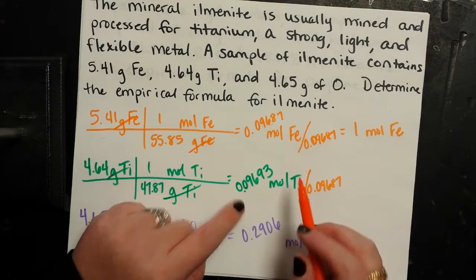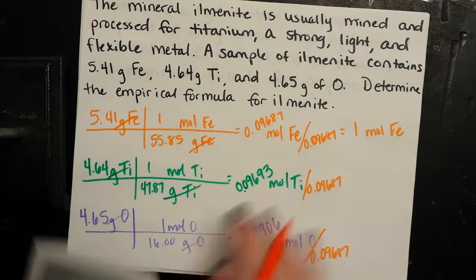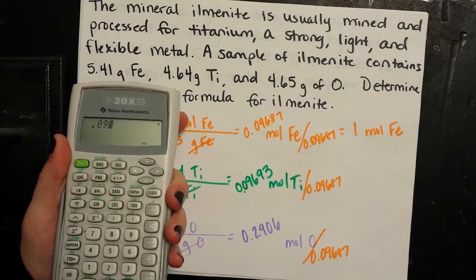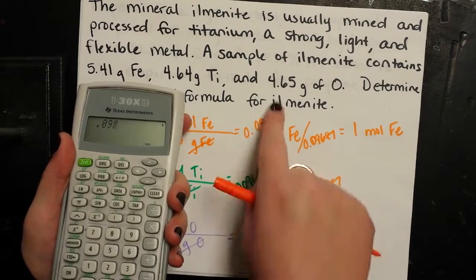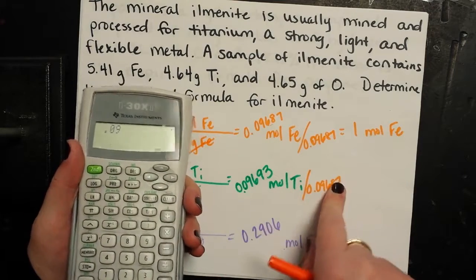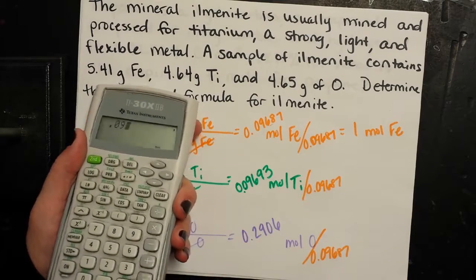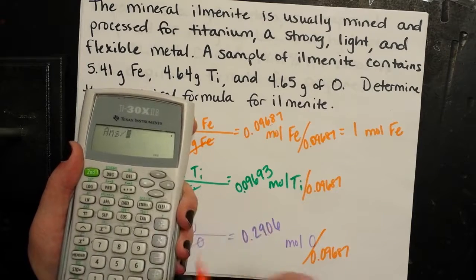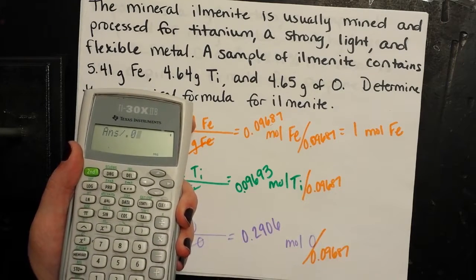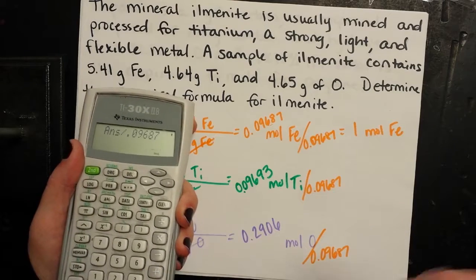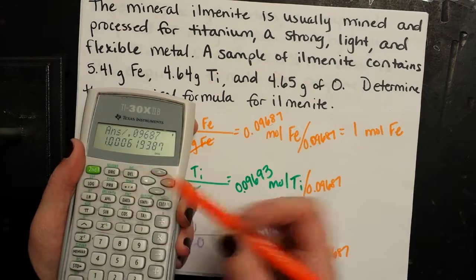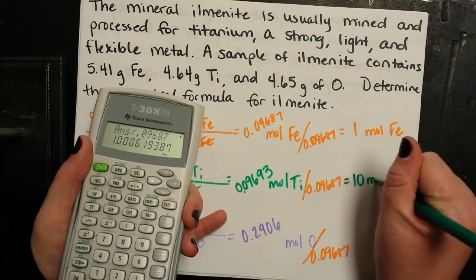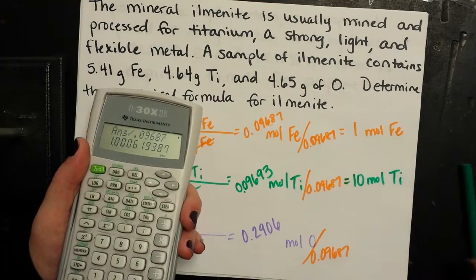If I look at titanium, it should be really close to 1. These are almost identical numbers, but go ahead and plug it in just to be safe and make sure that we're practicing taking the moles of each substance and dividing them by the fewest moles. So 0.9693, I didn't even do any math, divided by 0.09687, and you see how that's 10.0000. That is, excuse me, 10 moles of titanium.